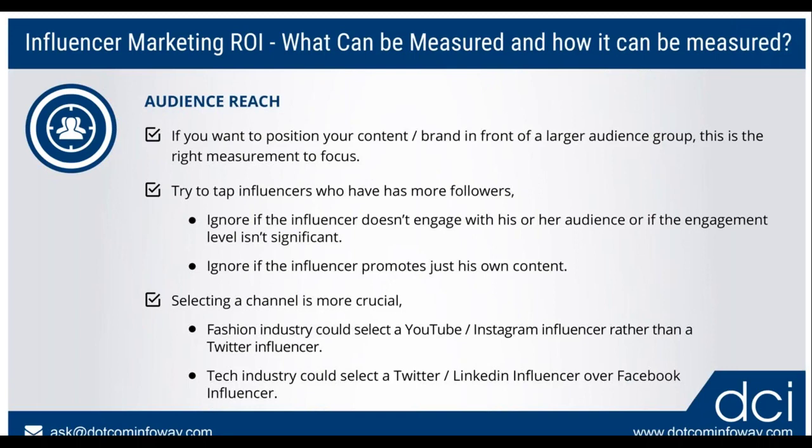So now you are putting it in front of a larger audience, so you need to get the metrics for the measurement, and you need to try to tap the influencer who has more followers. You need to ignore the influencer who does not engage with the target audience, so the level is insignificant. You also need to ignore the influencer if they promote just their own content. So if you are trying to tap a larger number of influencers and followers, this is what you have to do. And then selecting the channel is crucial.